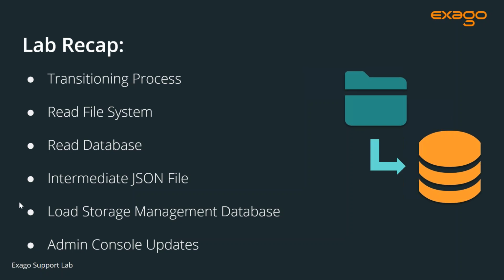So a quick recap of today's lab content. We went through a whole bunch. We went through the transitioning process overview, took a deep dive into how to read content from the file system or from the database. We did talk about how to transition from cloud storage, even though we didn't do it together today. We reviewed a couple different ways to load the storage management database and took a look at the JSON file that the first two utilities will create and ultimately you can use to load the storage management database. And then finally, we talked about the few admin console settings that you need to adjust to match what you've done in the utilities.